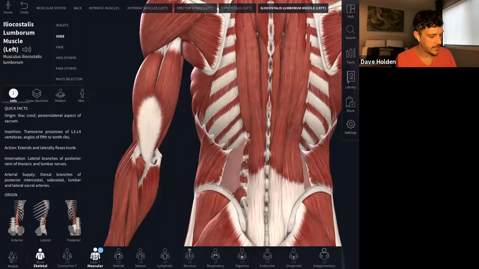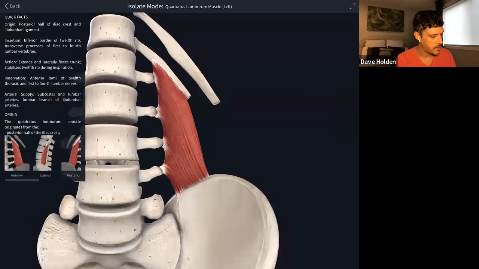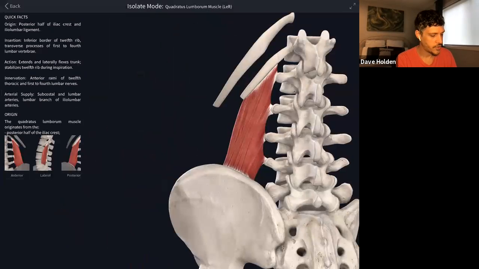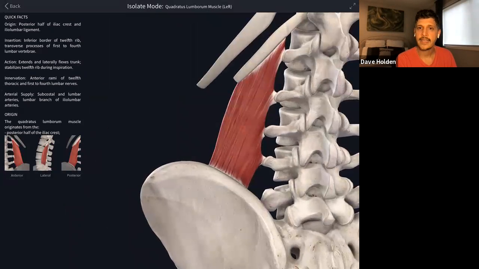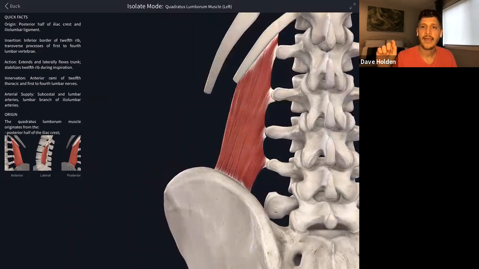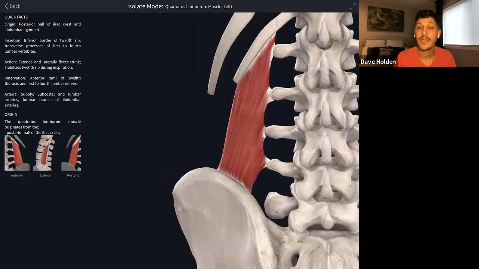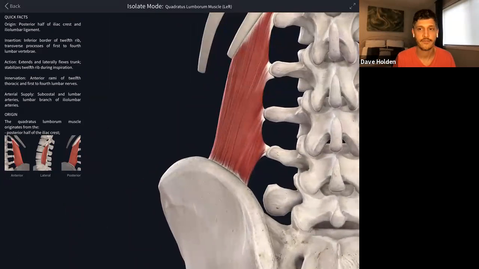So we got to keep going deep. There's QL. So quadratus lumborum starts on the iliac crest, and it inserts on the inferior margin of the 12th rib and on the transverse processes of L1 through L4. L1 through L4. It does not insert on L5.